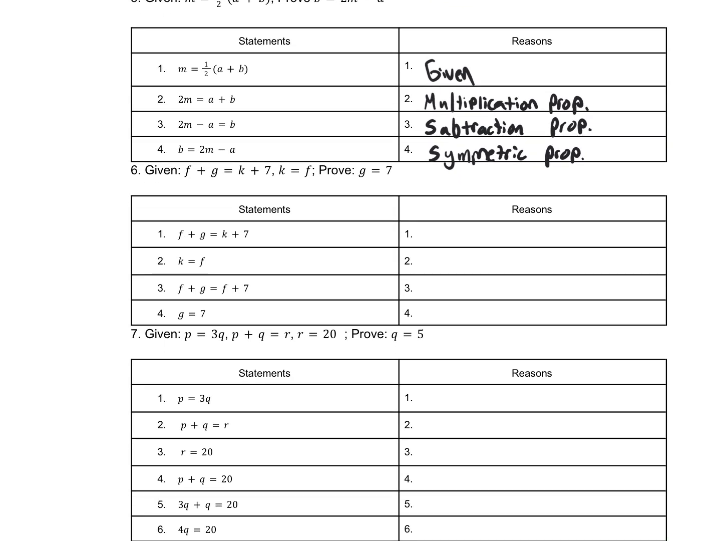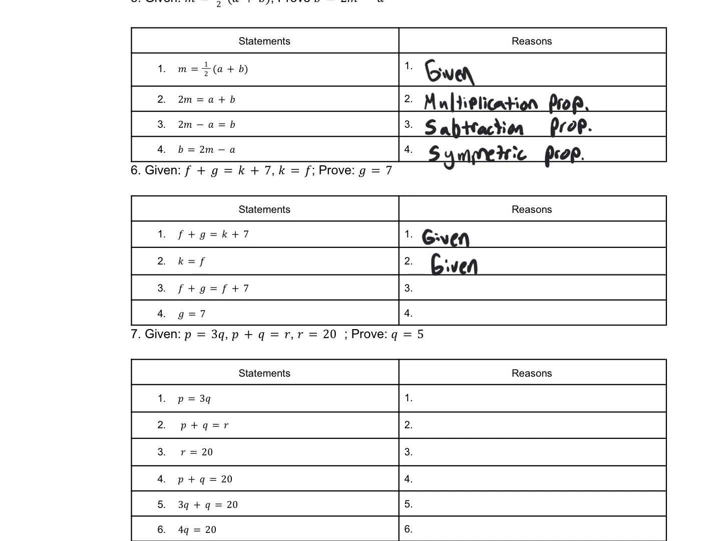For number 6, I have f plus g equals k plus 7, and I'm also given that k equals f. Now both of those are given to me, so I'm going to write that in box 1 and 2. And I'm going to write given as the reason for both of them. My last box on the left is what I'm trying to prove, which is g equals 7.